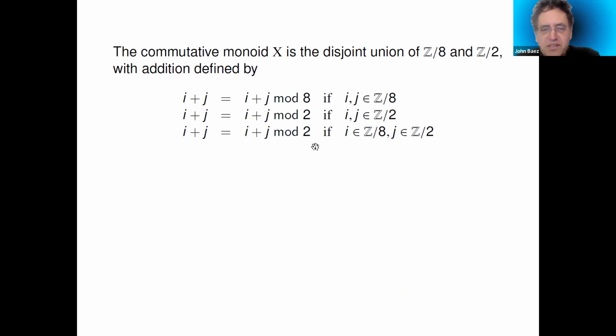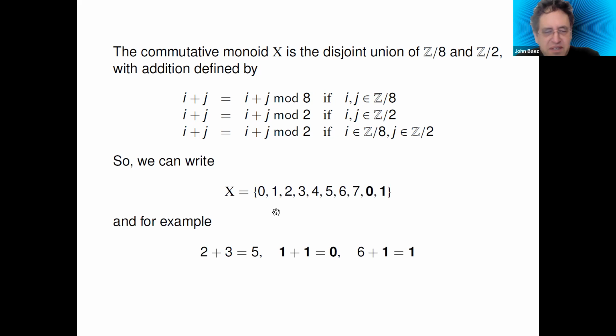For people who are suffering through this talk, I say, okay, how do you do that? It turns out that this set 10 is the disjoint union of Z mod 8 and Z mod 2, with this funny addition: you add the normal way in either of those two groups, except when you're adding something in Z mod 8 and something in Z mod 2, then you add them as integers and mod out by 2, which makes sense because 8 is divisible by 2. I call these 10 elements 0 through 7, and then boldface 0 and boldface 1.